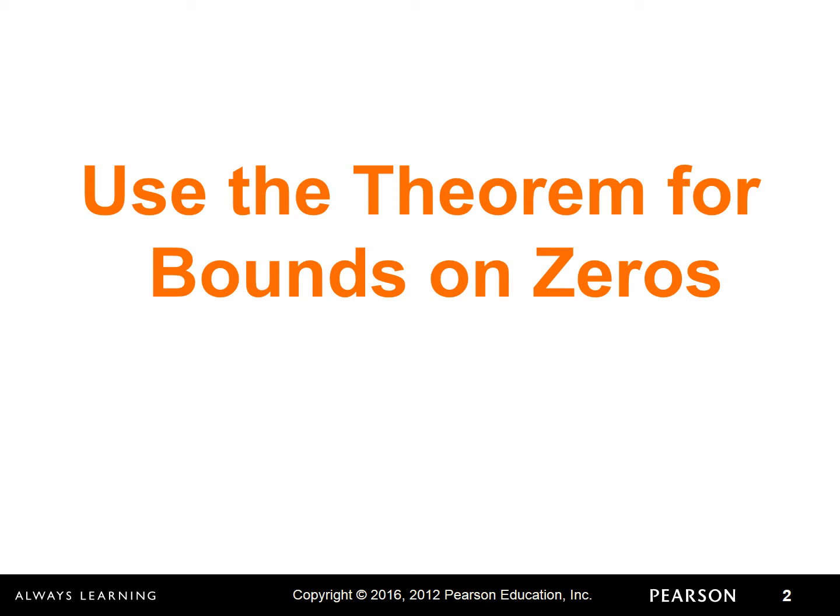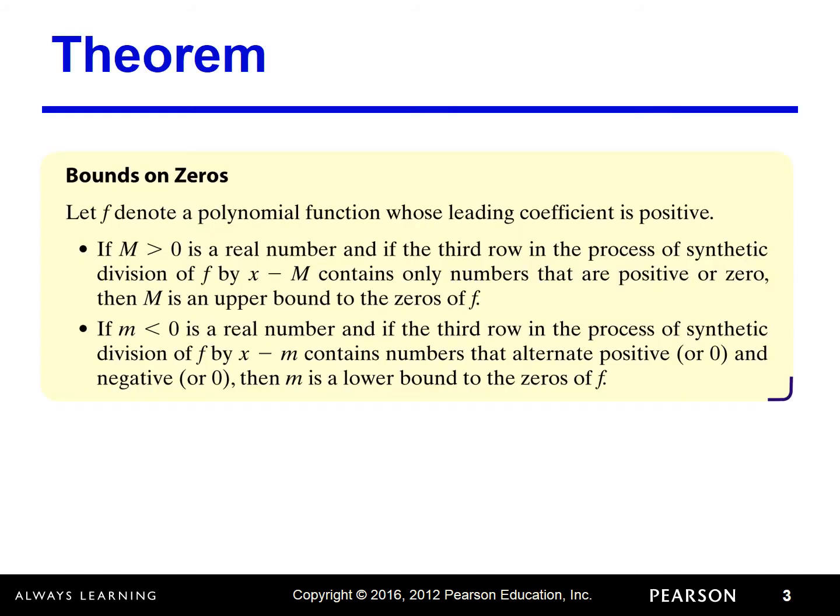First, bounds on zeros. So here's a strange theorem, which I guess rivals the other theorem that we used to have on bounds on zeros in Sullivan for weirdness. Let f denote a polynomial function whose leading coefficient is positive. Big M greater than 0. So a positive number, big M, is a real number.